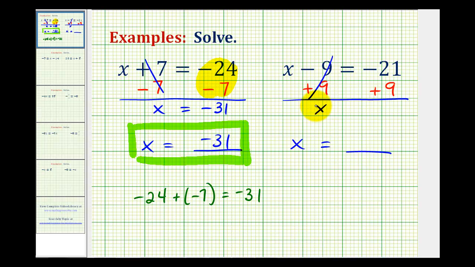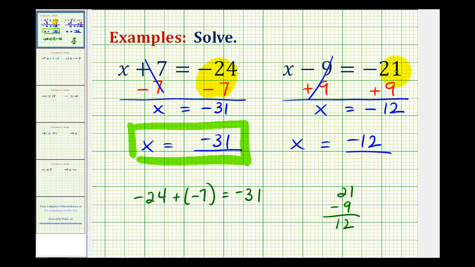So we're left with x on the left side, and then we have negative 21 plus 9. So we're adding integers with different signs. Notice the negative is going to outweigh the positive, so this sum is going to be negative, and then we subtract their absolute values. Well, the absolute value of negative 21 is 21, the absolute value of 9 is 9, and we always subtract the smaller from the larger. This is equal to 12, but we know our sum is negative, so x equals negative 12.